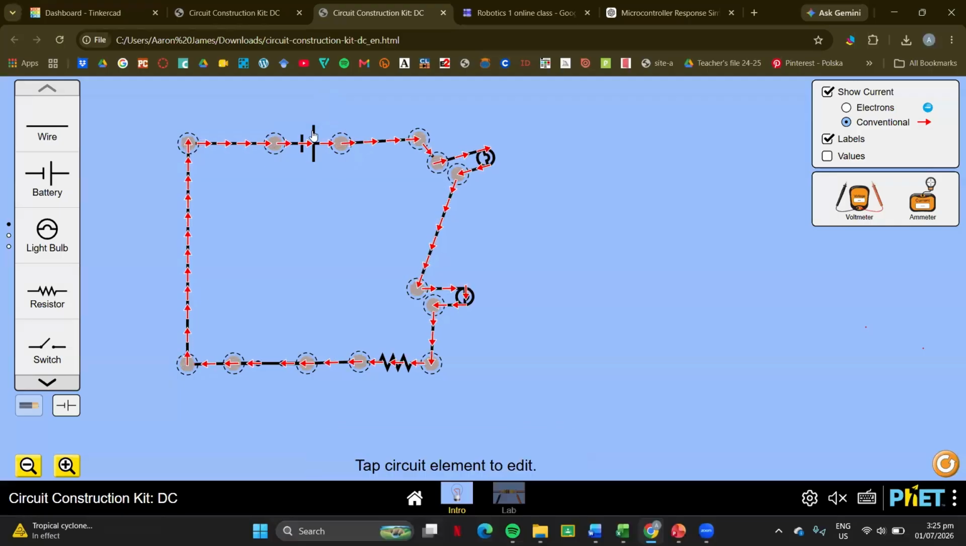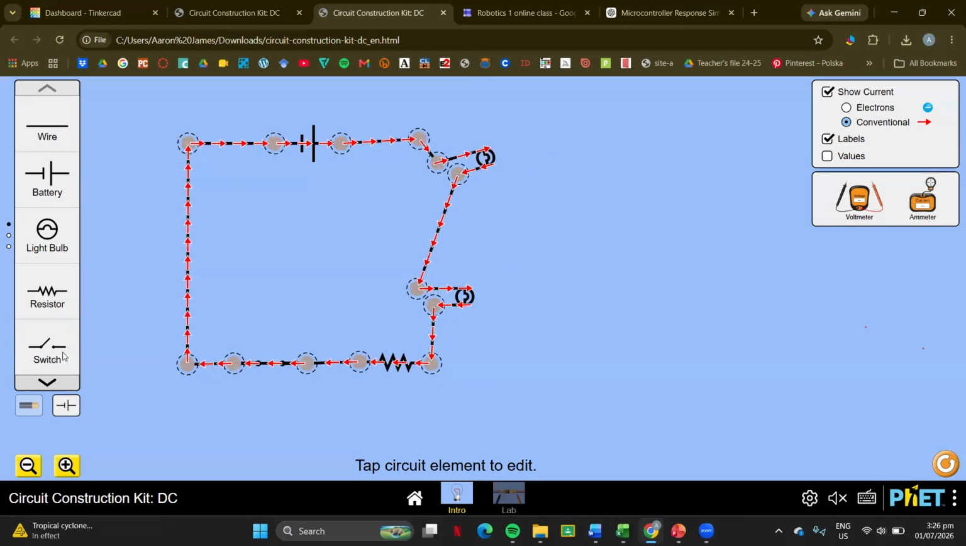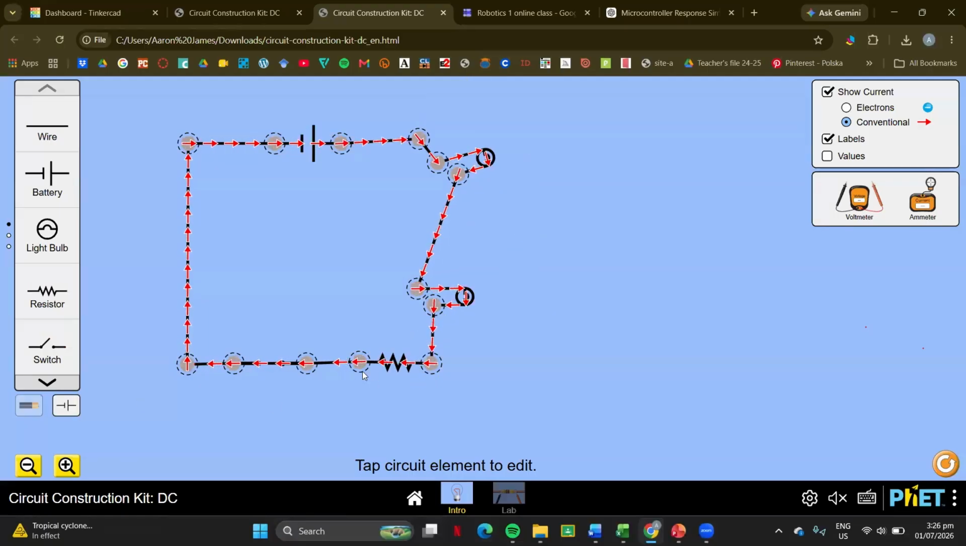Okay, so what you see here, the longer parallel bar is the positive terminal of the battery. And then this one is the negative terminal of the battery. Let me show you again the original circuit. So like this, and then I'll transform it into a schematic diagram like this. Okay, so this is my light bulb. And then my resistor here at the bottom, I'll transform. You can see the different symbols.